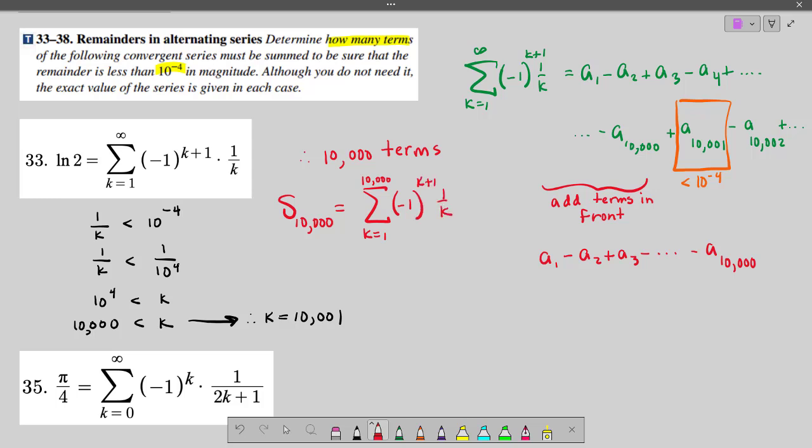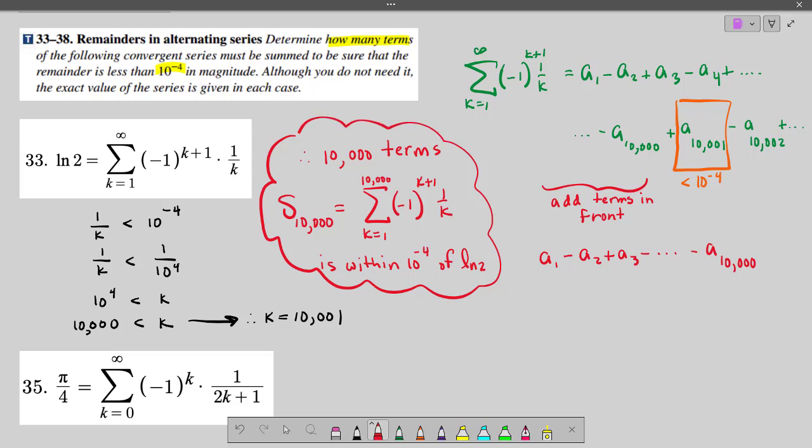So that is within 10 to the negative 4 of S. Well, this happens to be a series that we know S. Like I said, in general, we don't know S, but in this particular case, we do know what S is. So there's our conclusion. We had 10,000 terms. The partial sum would look like that, and we'll be within 10 to the negative 4 of ln2.